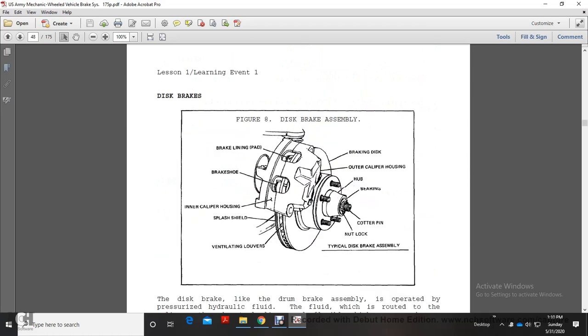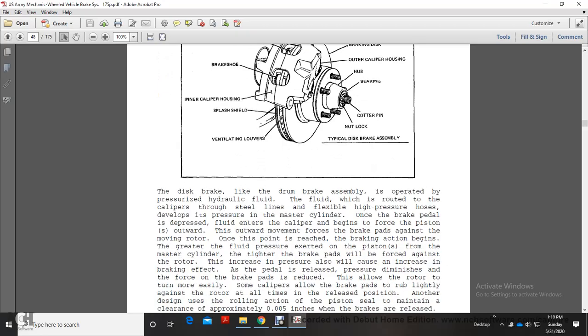Figure H, the disc brake assembly: brake pin, lining pad, brake shoe, inner caliper housing, splash shield, ventilating louvers, typical drilled disc brake, nut lock, cotter pin, bearing, nut, hub, outer caliper housing, braking disc.